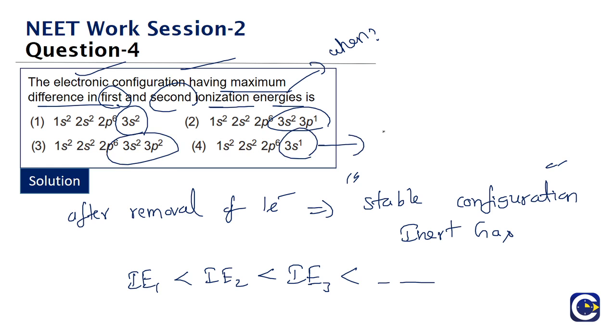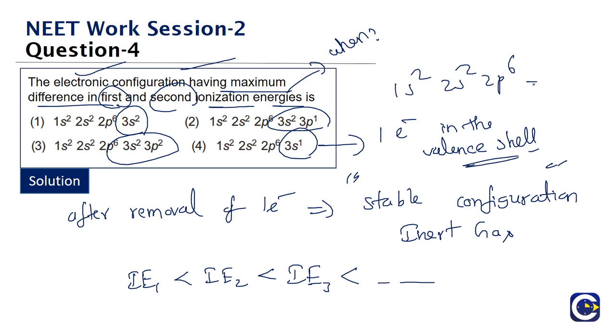Observe this. There is only 1 electron in the valence shell, which means once you remove the electron, what is this element? This element is sodium. 1s2, 2s2, 2p6, 3s1 represents the 11 electron arrangement, and this is nothing but sodium. Once you remove the electron, after removal of one electron, the arrangement is 1s2, 2s2, 2p6. This is nothing but the arrangement of sodium plus.